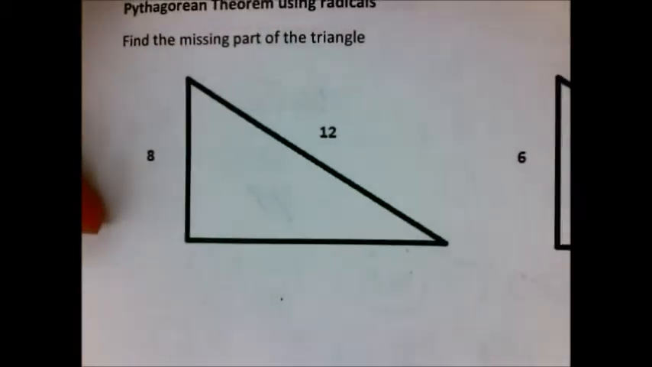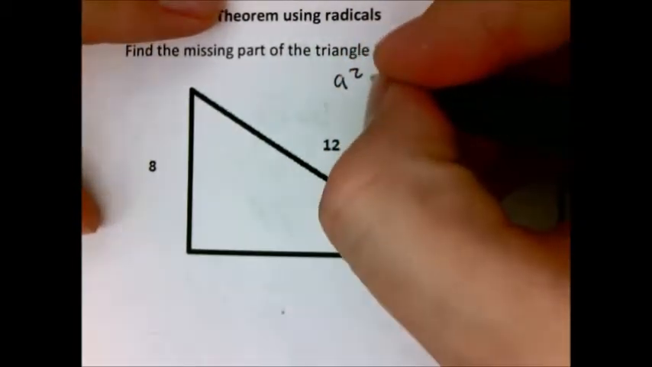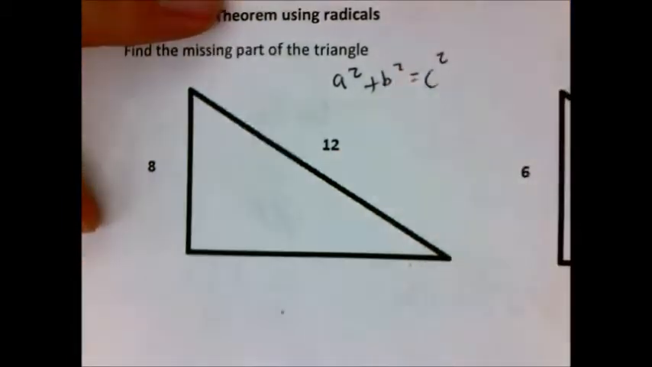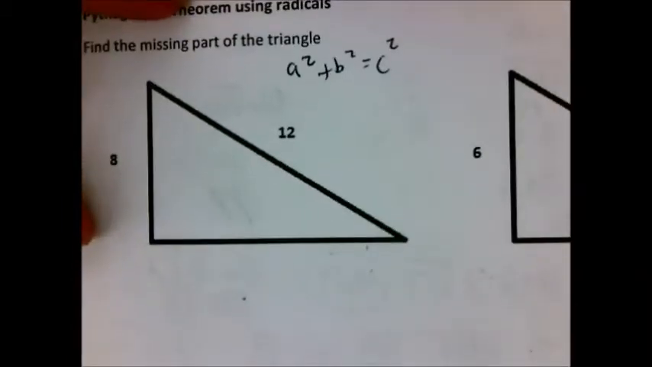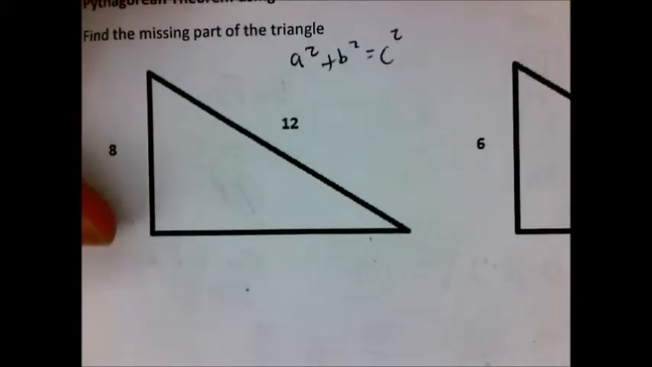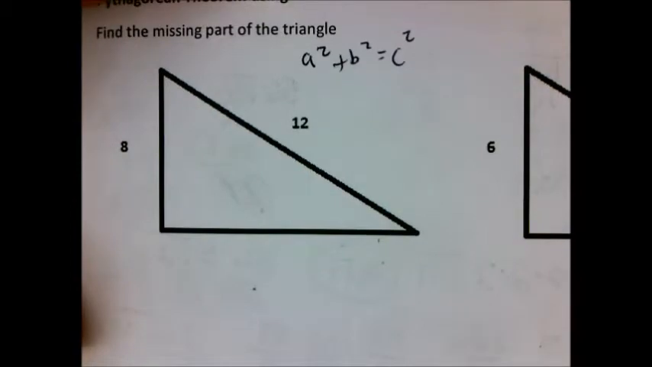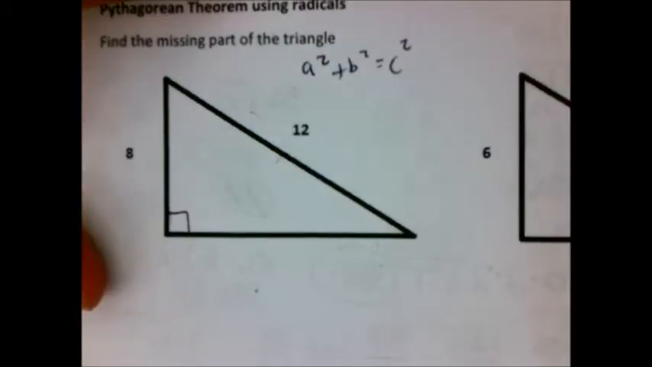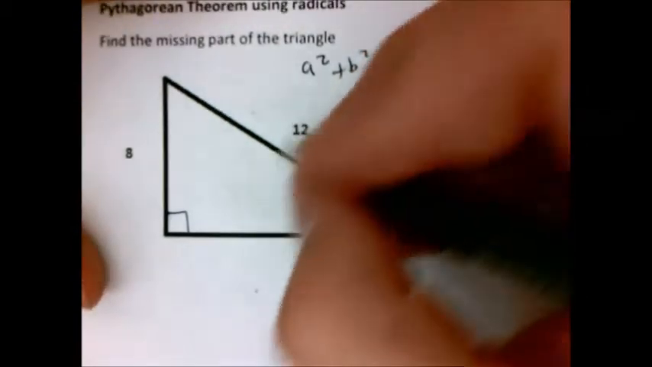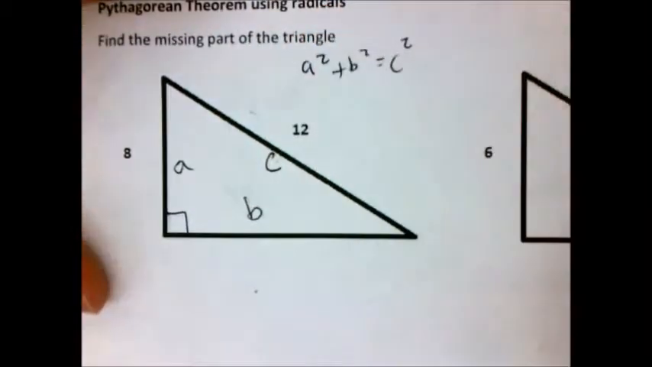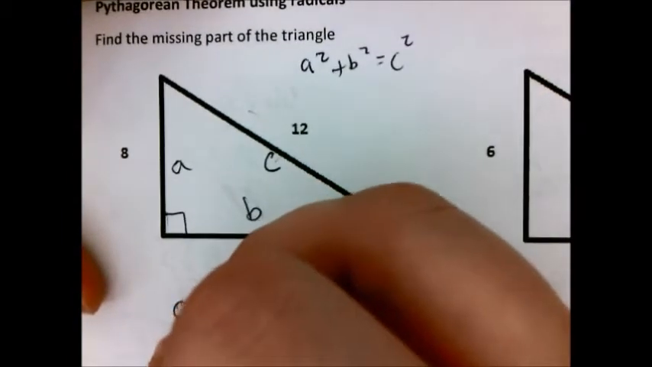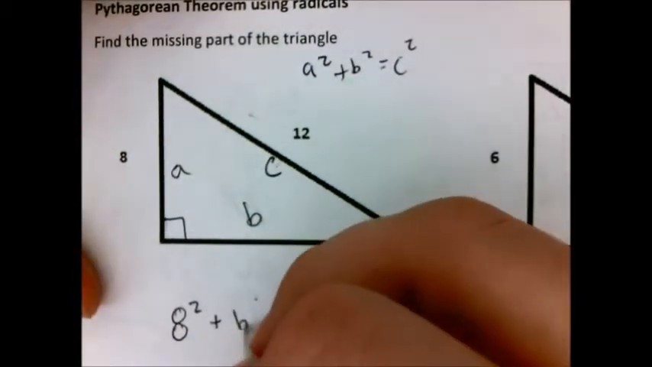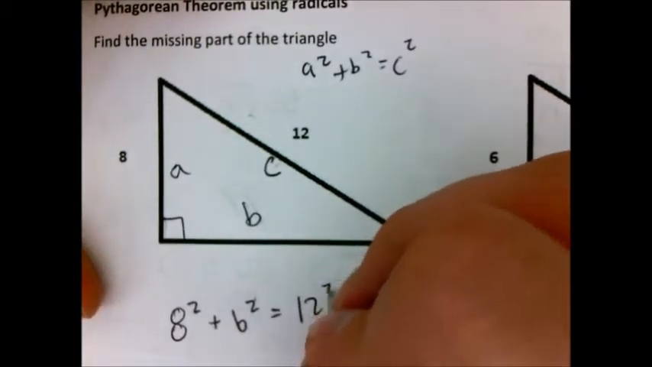Alright, last but not least, Pythagorean theorem. Now, as we learned last time, it's a squared plus b squared equals c squared. So what we have to do is we're going to try to do this again, but this time we're going to have to reduce radicals. Remember, the longest side, or the diagonal, is your c. A and b doesn't matter. So technically we have 8 squared plus b squared equals 12 squared.